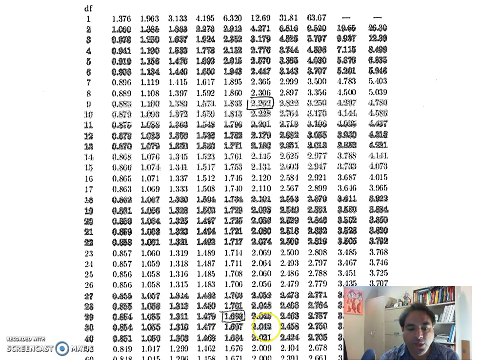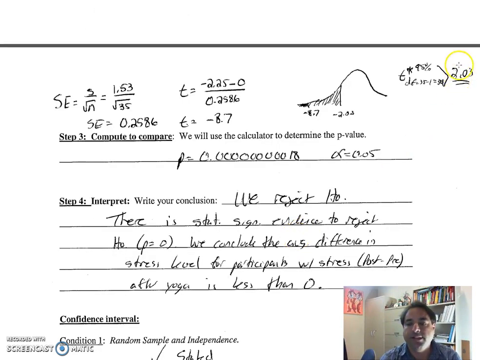This is 2.042 and 2.021. You can use either one because it's just an estimate anyways. But between them would be 34, so I'm going to go with 2.03. Okay, so picture-wise, 2.03 is what we got for t star. It could be positive or negative. Because the other t is negative, we'll make this negative 2.03.